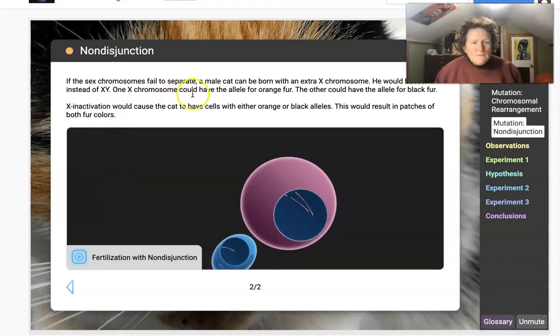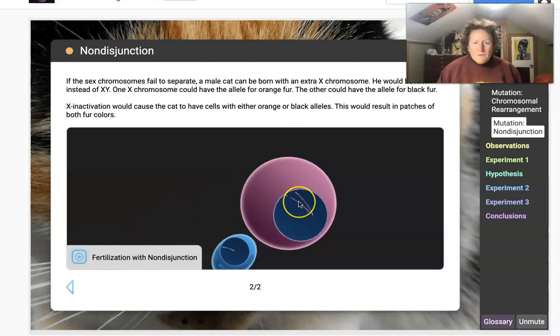If the sex chromosome fails to separate, a male cat can be born with an extra X chromosome. He would be XXY instead of XY. One X chromosome could have the allele for orange fur, the other one could have the allele for black fur. X inactivation would cause the cat to have cells that are either orange or black alleles. This would result in patches of both fur colors.